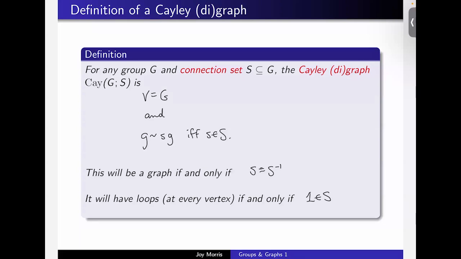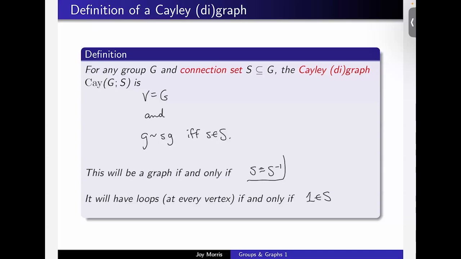When all I really care about for my purposes are the automorphisms of the graph, whether or not you have loops at every vertex does not affect what automorphisms there are. So you can allow the identity to be in the connection set or not. It doesn't make a difference for my purposes.